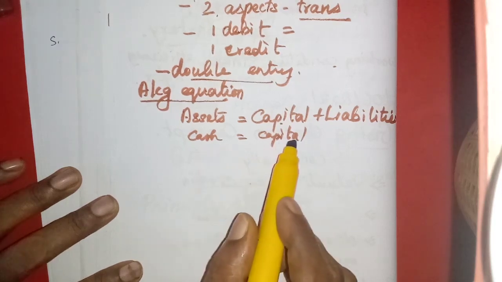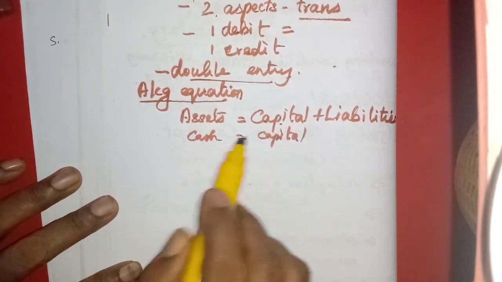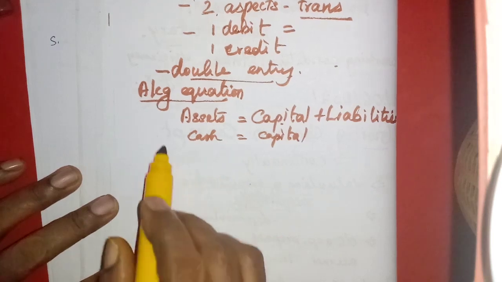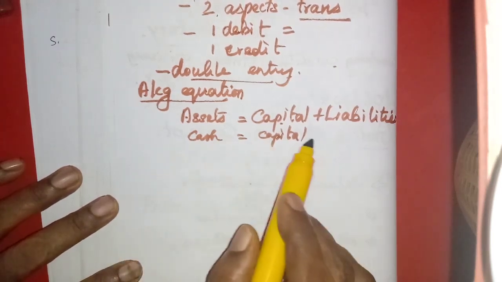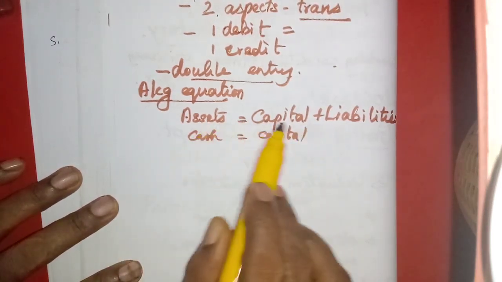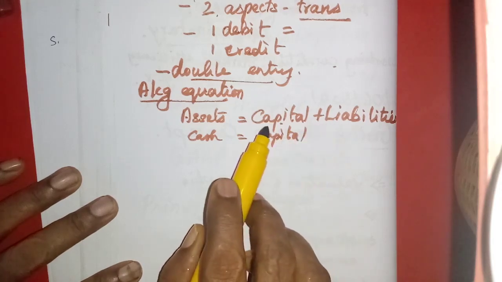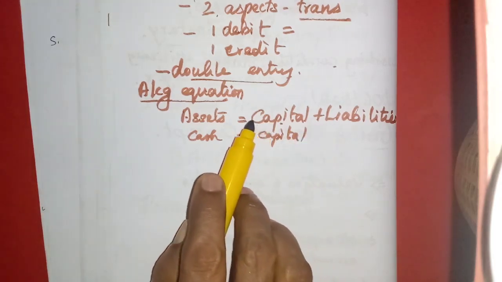So cash is equal to capital. Cash account is equal to capital. Then the third lesson, you will understand it clearly. Okay. So asset will be equal to capital and liabilities. That is the accounting equation.